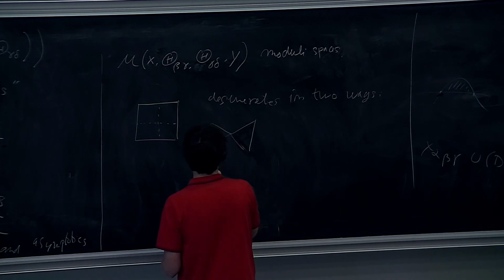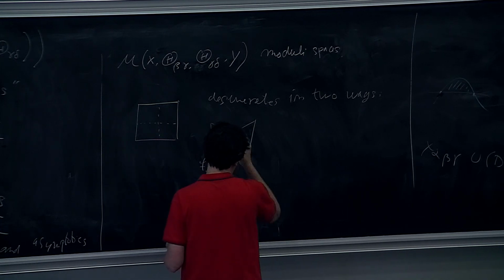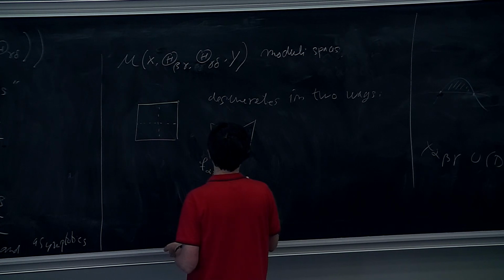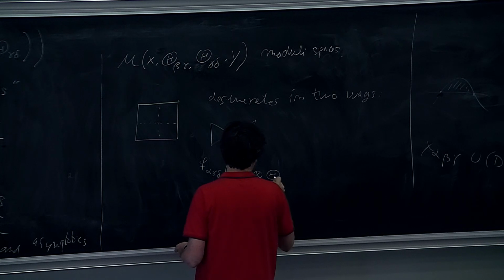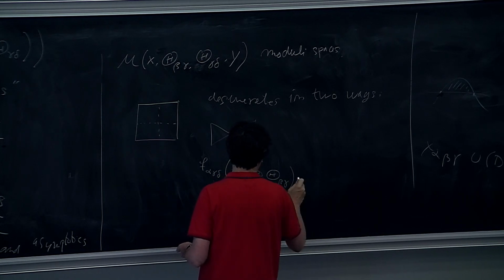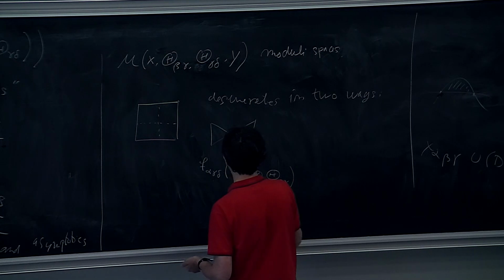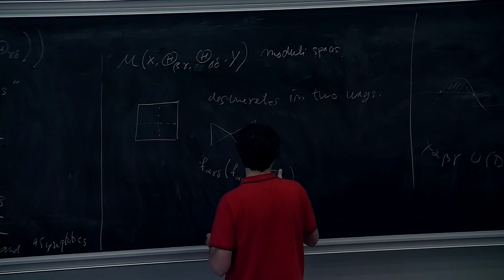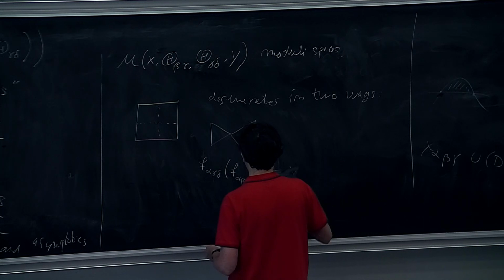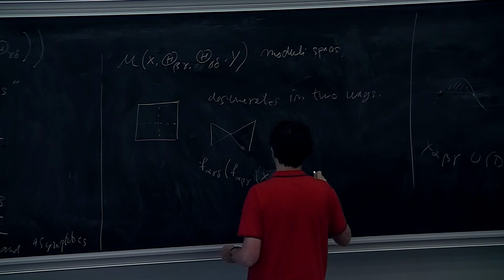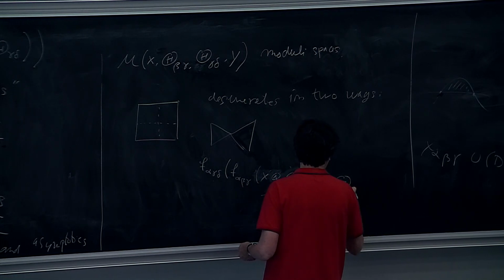And this is f alpha gamma delta of f alpha beta gamma tensor theta beta gamma, x tensor theta beta gamma, and all tensor theta gamma delta.